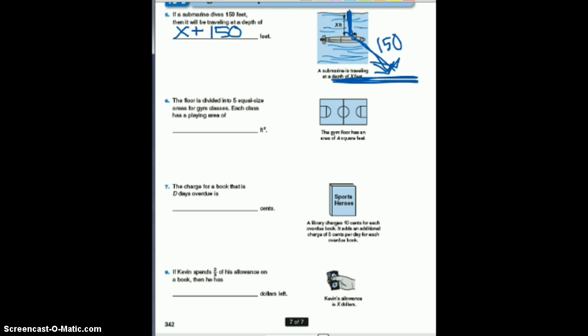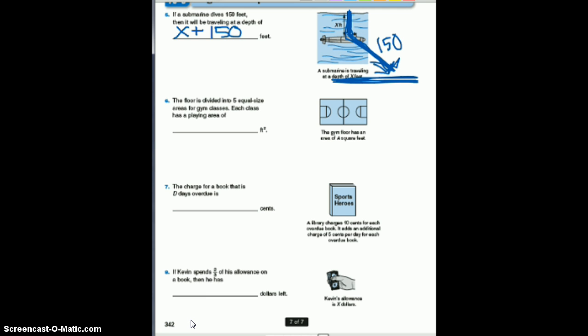Sometimes because it's diving, we're thinking, oh, it's going down, it's subtracting. But in this problem, it wants to know what is the total distance, how far down it is. X and then another 150, X plus 150.